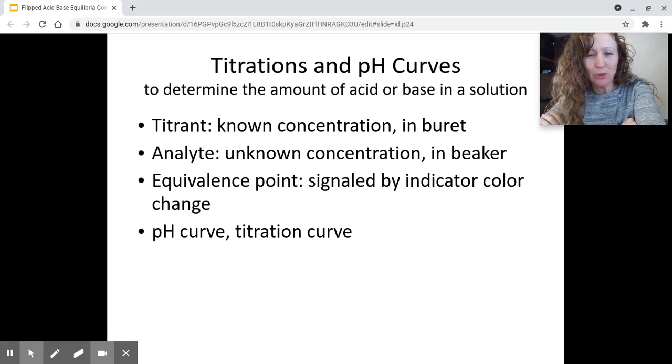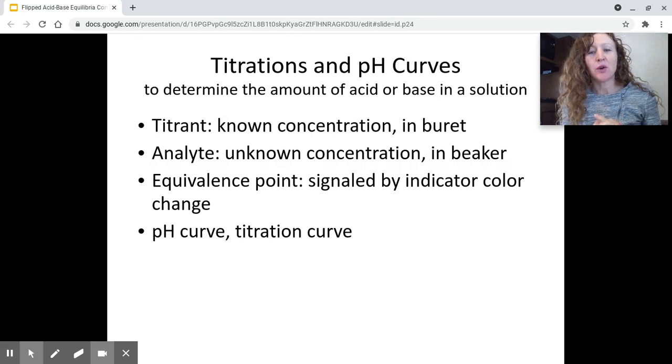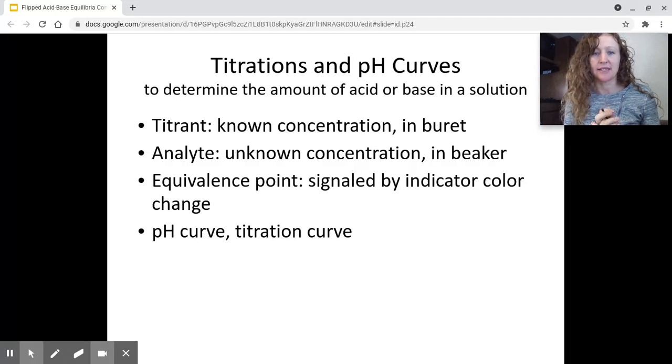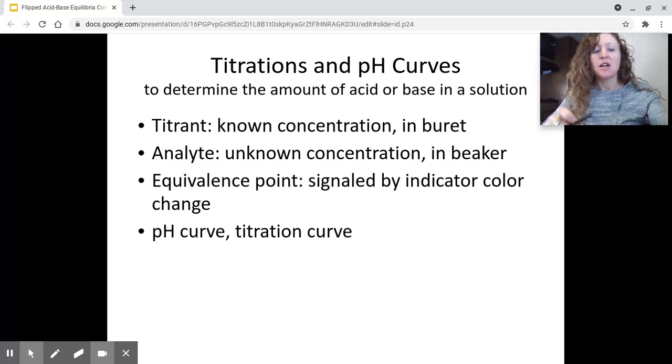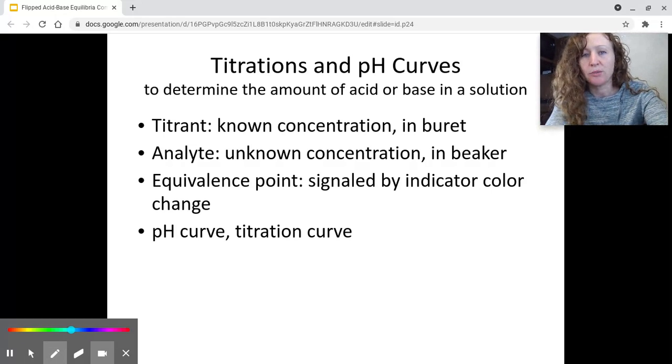Hi, AP Chem. Welcome to our next application of acids and bases. One of the biggest lab techniques when you're talking about acids and bases is going to be titration. We talked about titration in the beginning of the year, but let's just recap what titration is.